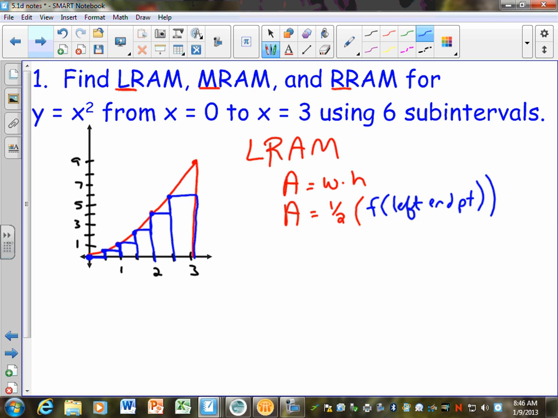So if you know your intervals, it doesn't matter how high it is, you can just use the function to do that. And again, I'm going to show a good amount of work here. For the first one, my first rectangle, what is my left endpoint? 0, so I'm going to do f of 0.